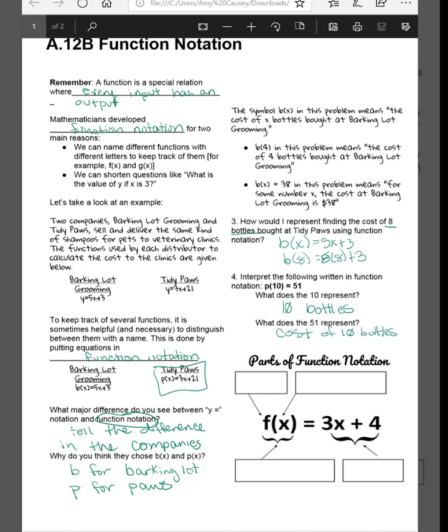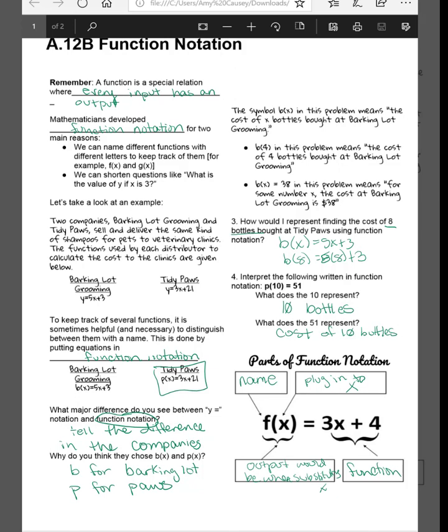Parts of the function notation. In here, the f would be the name of the function. So, for instance, we used b for Barking Lot and p for Tidy Paws. That's how we named it. The x would be what you would put in order to find the total of something. The right side of the equation would be the function itself. And the left side, the f of x, or the b of x, or the p of x, would give you the indication of what the output would be whenever you substitute for x.